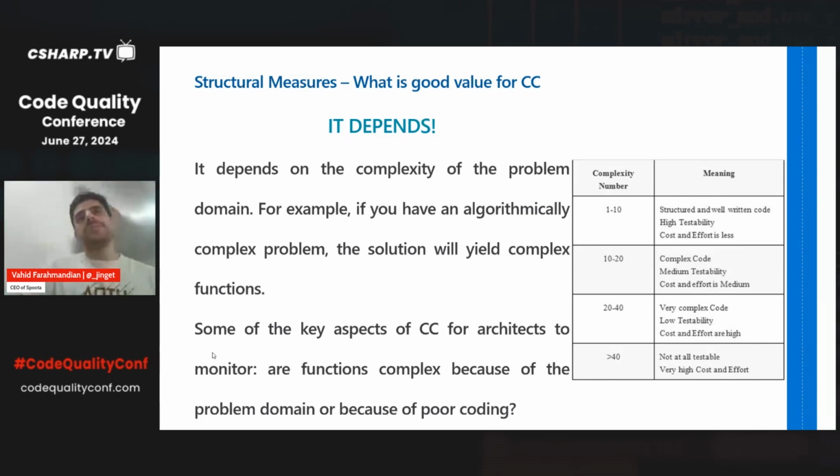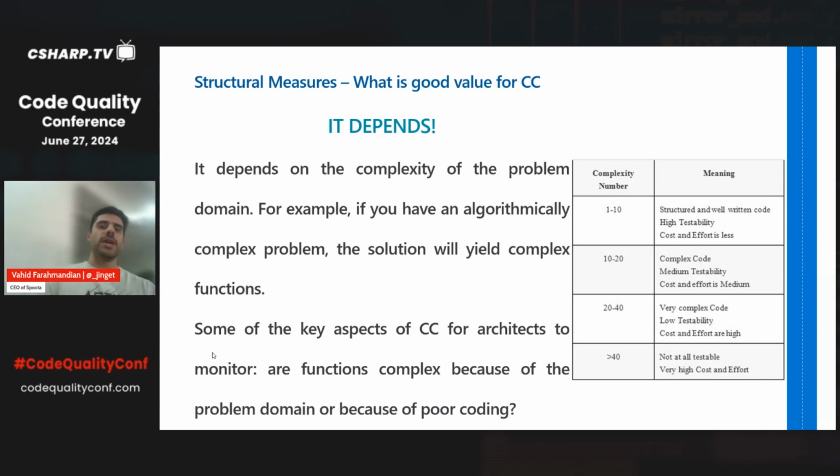When the complexity is between 10 and 20, it means that, okay, we have some problems in our code. The testability is going to be affected in a negative manner, and the cost and effort are medium. If it's between 20 and 40, it means that we are facing very complex code. The testability is low, and cost and effort are high. And if the cyclomatic complexity is greater than 40, it means the code is not at all testable, and we're facing electronic garbage. We need to, of course, refactor that code.